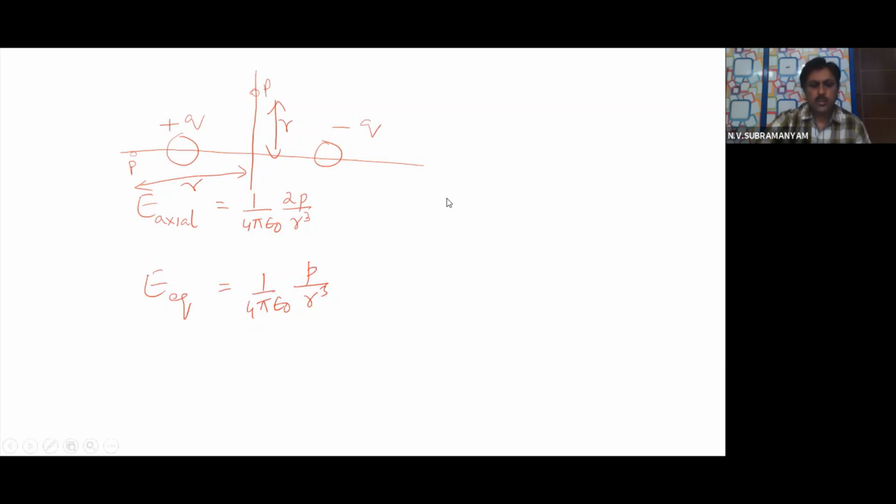This is only for your memory. It has some link to this particular lesson. Please remember, at a point on the axial line the field will be there, and at a point on the equatorial line the field will also be there. That means the electric field can be calculated. Okay, let's move on, children.